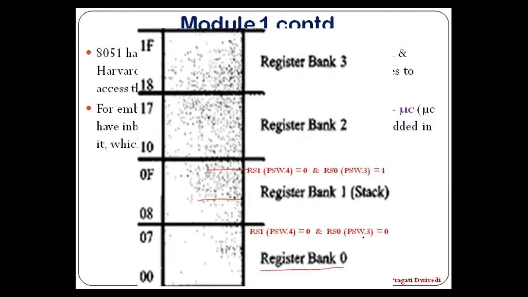For bank 1, it has to be 0, 1. For bank 2, it has to be 1, 0, because 1, 0 in binary is 2 in decimal. Similarly for bank 3, 1, 1, because 1, 1 in binary is 3 in decimal. So this is how you select any one bank from your internal RAM. Now after understanding all this, we'll quickly see a few questions based on your PSW.